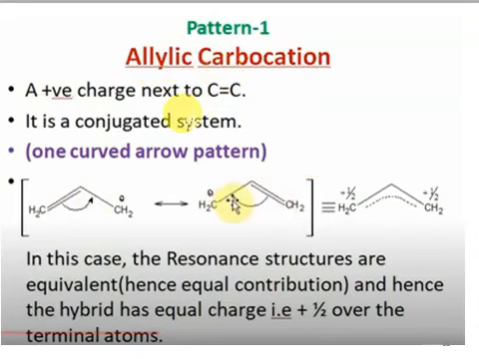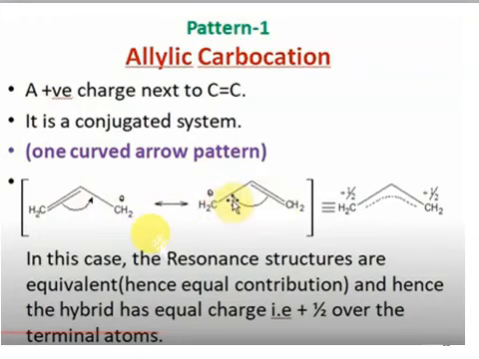In this specific example of the allyl carbocation, the resonance structures are equivalent, so they have equal contribution. Whenever two resonance structures are equivalent, they have equal contribution. We say they are equivalent on the basis of the carbocation: this carbocation is primary here, and similarly this carbocation is also primary here.